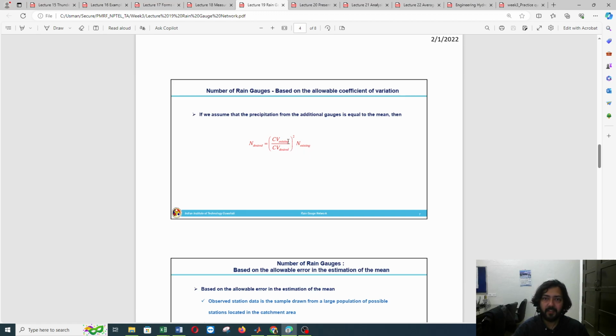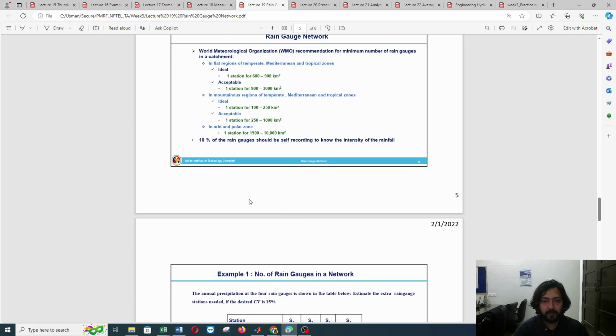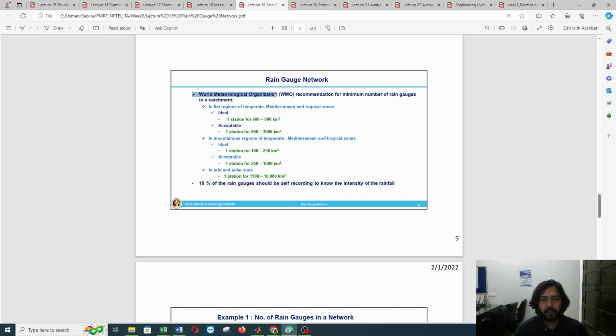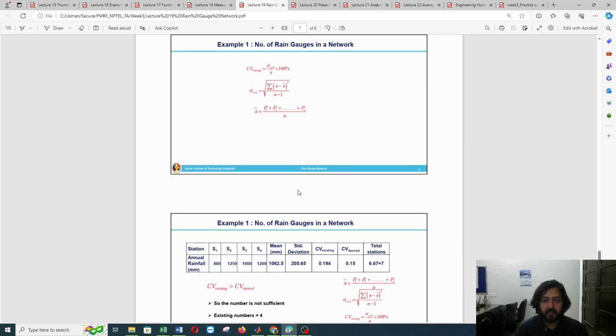If the existing CV is more than the desired CV, we say there is a need for more rain gauges. But if the existing CV is less, then we can say that the existing number of rain gauges is able to measure the data set in the particular catchment. We have also seen one example. Then we looked at the recommendations given by the World Meteorological Organization. For each type of terrain, that is flat regions, mountainous regions, and arid or polar regions, there are certain guidelines given to us. We have to remember these values. Then we saw this example.